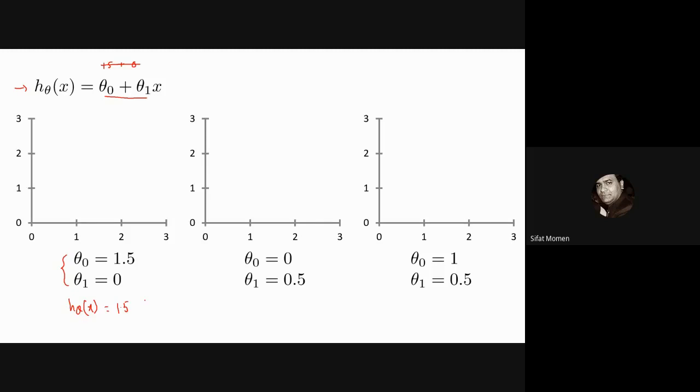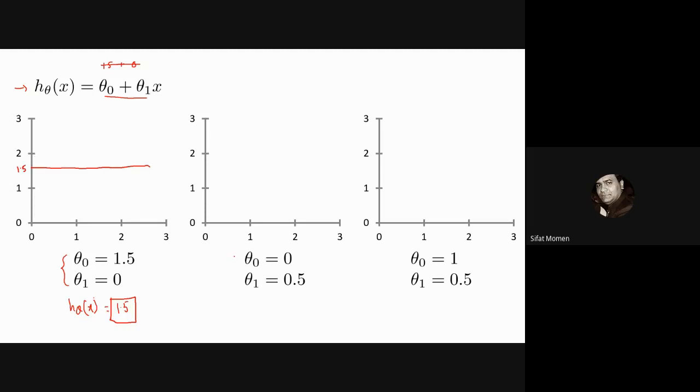That means whatever the value of x may be, the predicted value is always going to be 1.5, isn't it? The predicted value is independent of x. So using this, you'll see that it will generate a line like this. Whatever the value of x may be, it doesn't matter, it's always going to be 1.5. Is it clear?